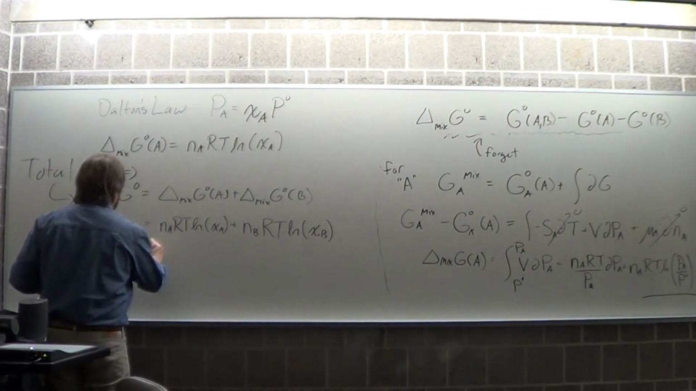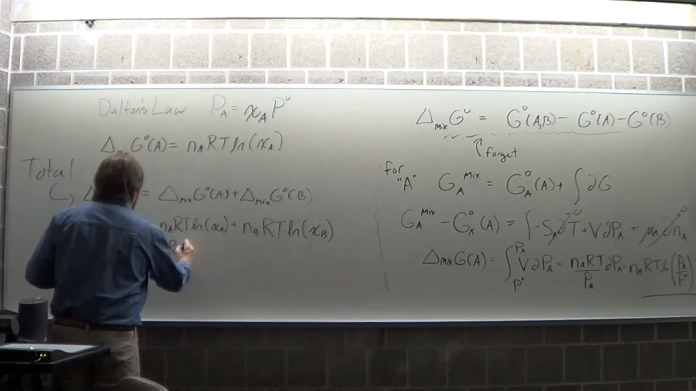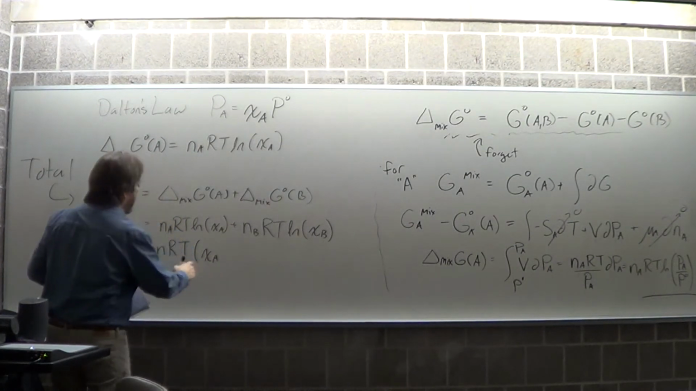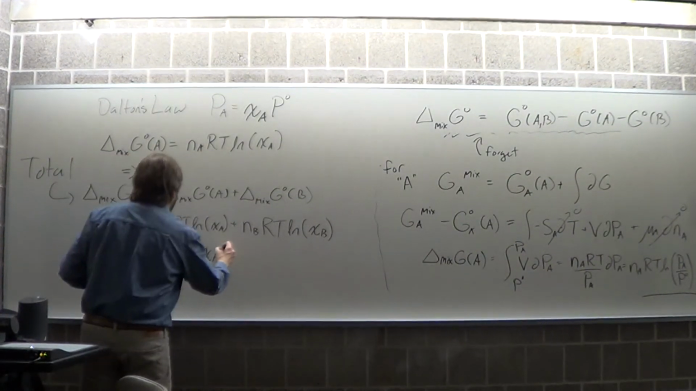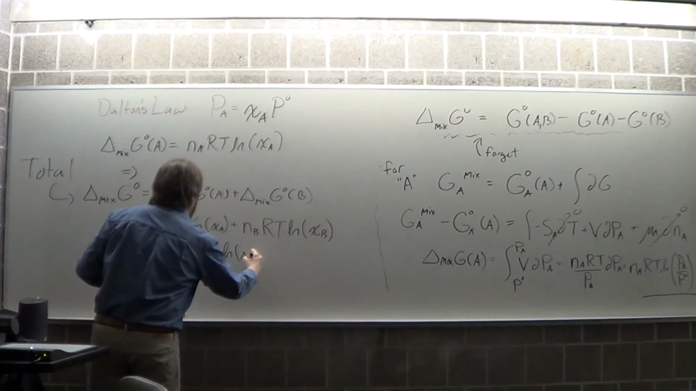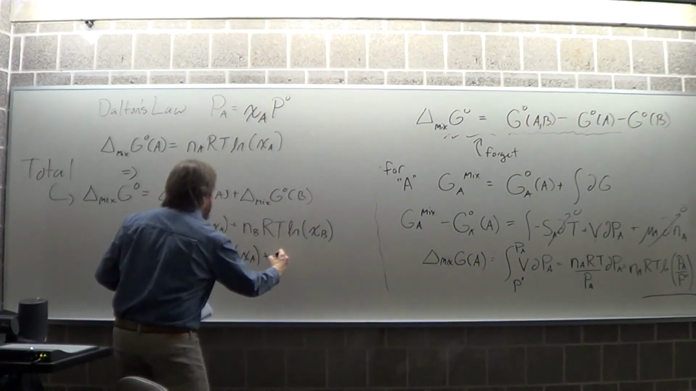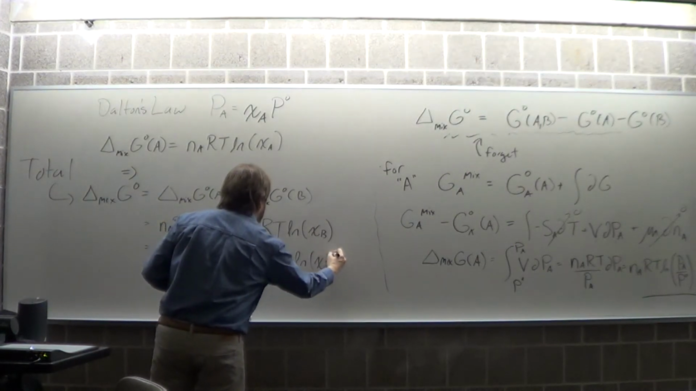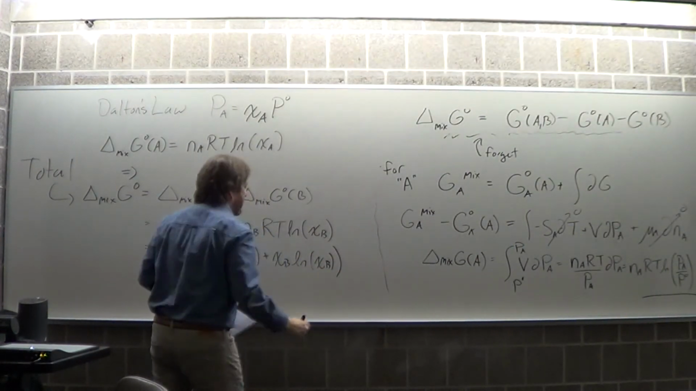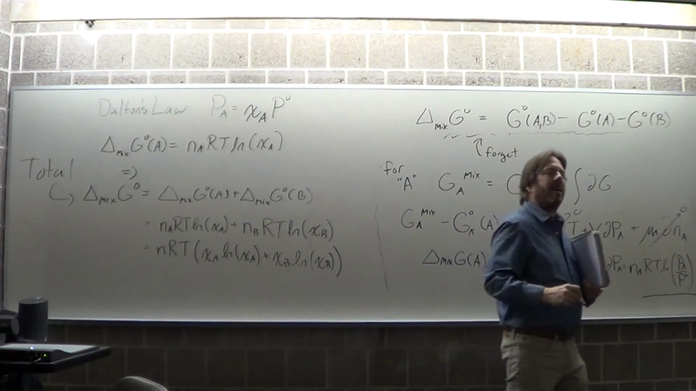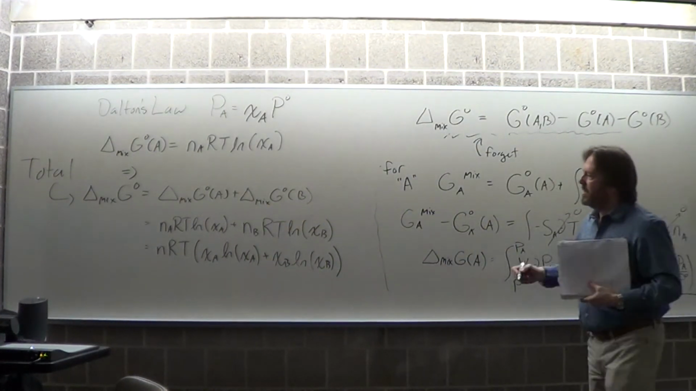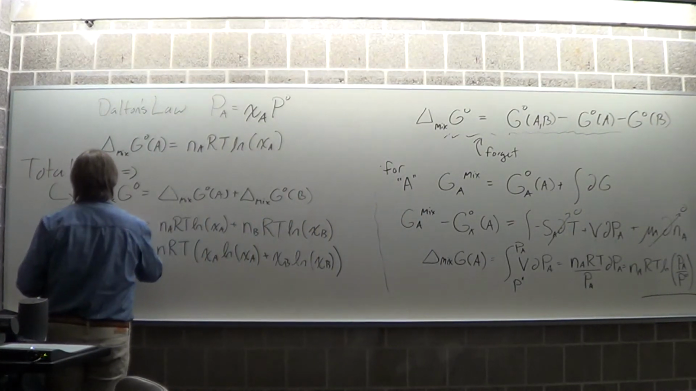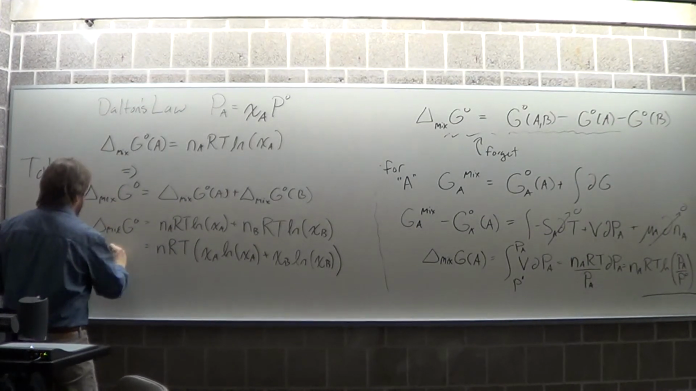Now what I want to do is some factoring. I'm going to point out that the number of moles of A is its mole fraction times the total, and the same for B. Too many brackets, I'm not doing brackets too well. So there you go. I just factored out the total number of moles.